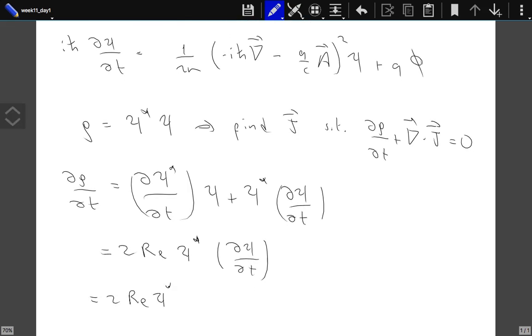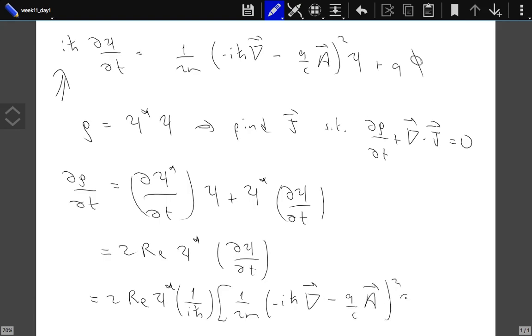Twice the real part of ψ*, where the derivative of ψ with respect to time is given by our Schrödinger equation, which is 1 over i h bar times 1 over 2m times (minus i h bar gradient operator minus q over c A) squared acting on ψ, plus q times φ times ψ.